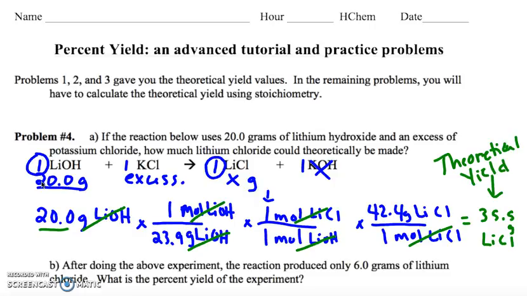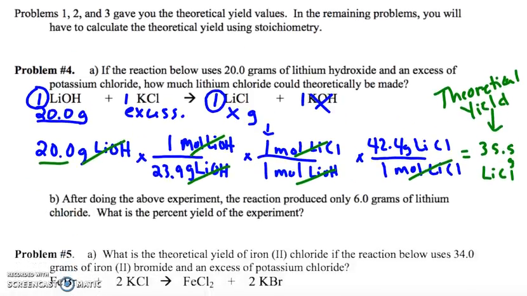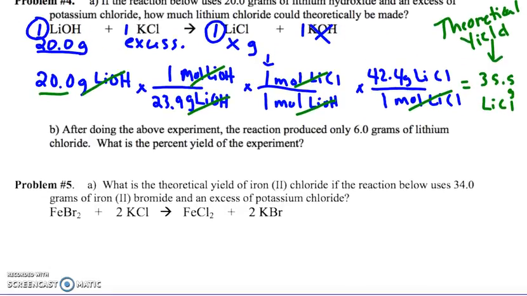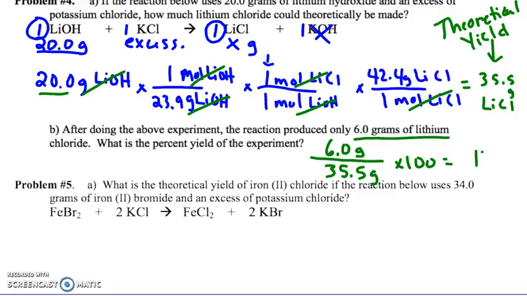That we can then use in our percent yield problem, which is part B. Okay, so here it turns out that in the experiment only 6.0 grams was actually produced. The math tells us we could have produced as much as 35.5 grams. Putting it into percent form, we multiply by 100. We're limited now to 2 significant figures because 6.0 has only 2 significant figures, so this works out to a 17% yield. So not a very good percent yield, but it is what it is.